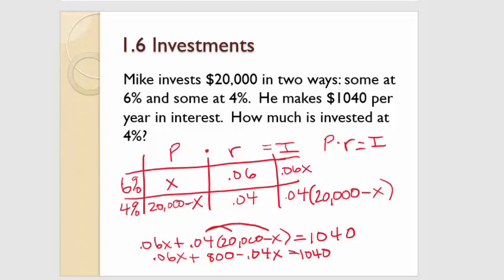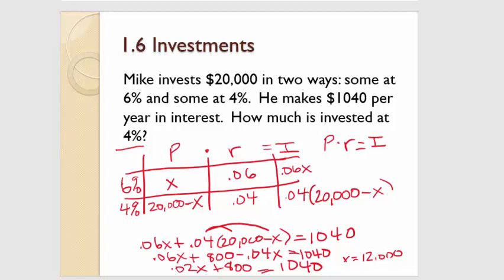Now I can combine like terms on the left, and I have 0.02x plus 800, that equals 1040. And from subtracting 800 from both sides and dividing by 0.02, I get x equals 12,000. Now I need to make sure that that answers the problem. How much is invested at 4% is the question. Well, I know that 12,000 was invested at 6% because I solved for x. To find out how much is invested in the account that gets 4%, I have to subtract that from 20,000.